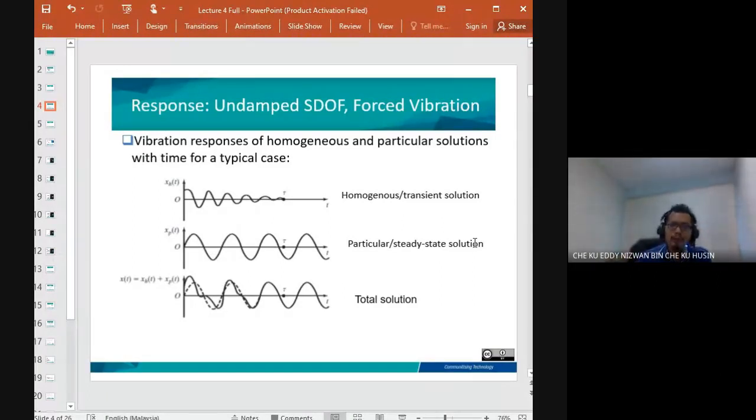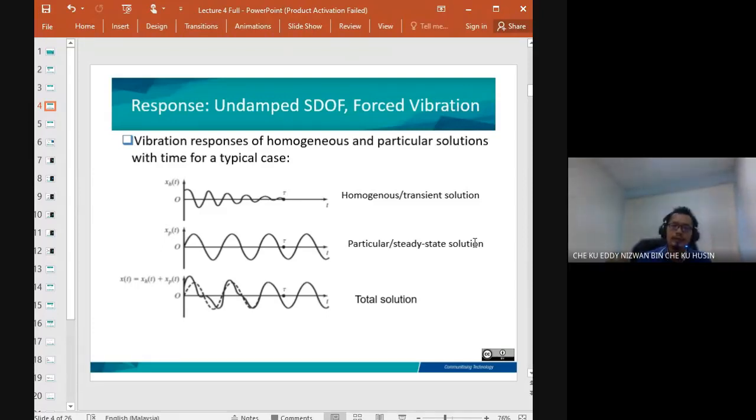Here the difference is that for the homogeneous, the frequency refers to the natural frequency, which is dominated by the stiffness and the mass of the system. But for the particular, it depends on the excitation frequency. If you have a motor running at a 10 hertz excitation speed, the particular solution also has the same frequency, 10 hertz. So it depends on the excitation frequency, and the amplitude depends on the system itself.